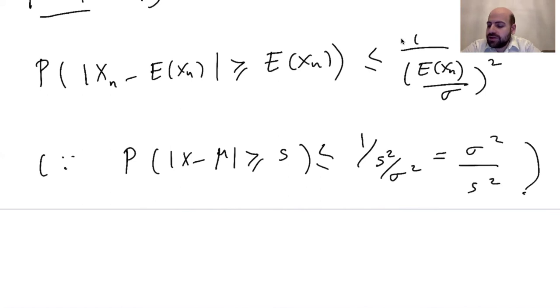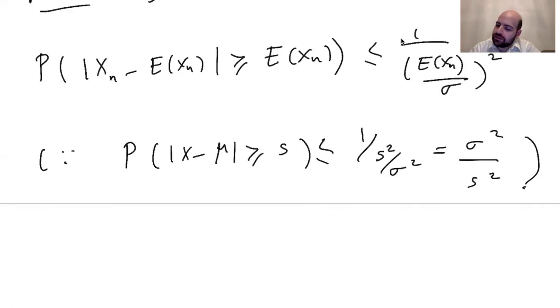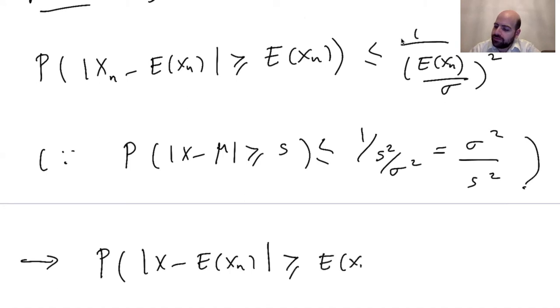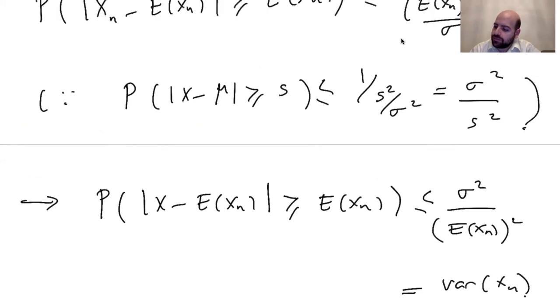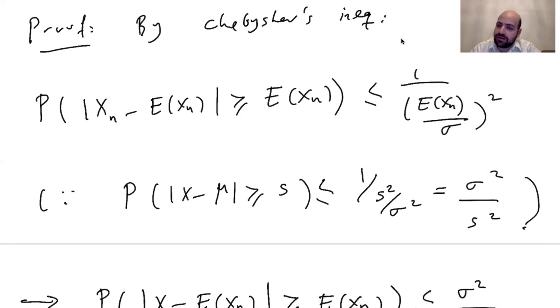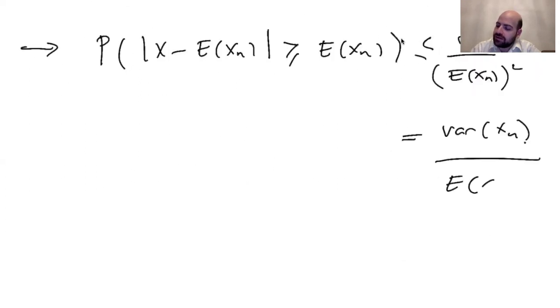Remember the original version of Chebyshev inequality: the probability of the absolute value of X minus mu bigger than T sigma is less than 1 over T squared. Now if I call T sigma as S, then T would become S over sigma. So it would become 1 over (S over sigma) squared, which is sigma squared over S squared. So we can say that the probability that the absolute value of X minus E of Xn is bigger than or equal to E of Xn is less than or equal to sigma squared over E of Xn the whole squared, where by sigma squared I mean the variance of Xn. So variance of Xn over E of Xn squared.